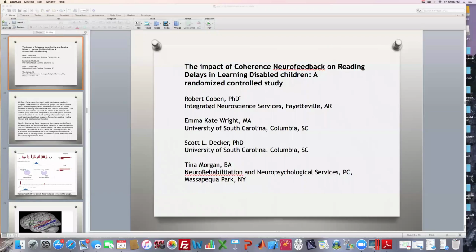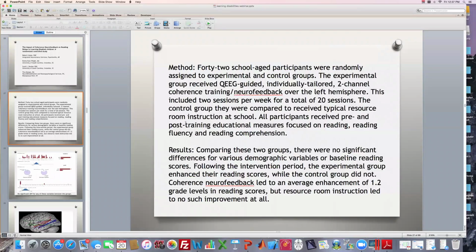Okay, so this study should come out in Neuroregulation in the next few weeks, so you'll all be able to access a copy of that. That journal is open access, so everyone will be able to read that, print it out, and distribute it however you wish. For this study that was conducted in our New York clinic, we had 42 school-aged participants. They were randomly assigned to experimental and control groups.